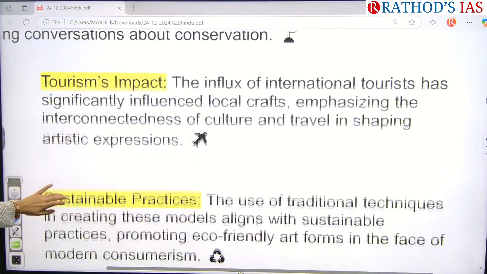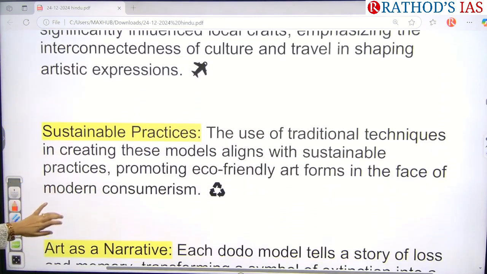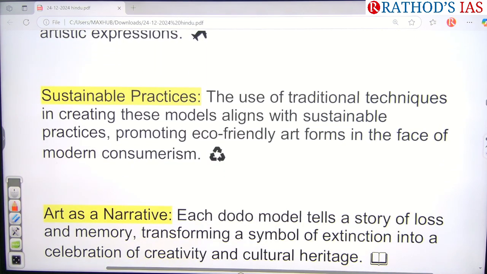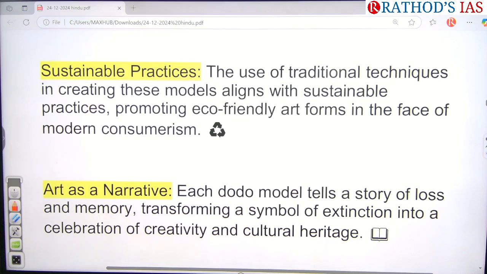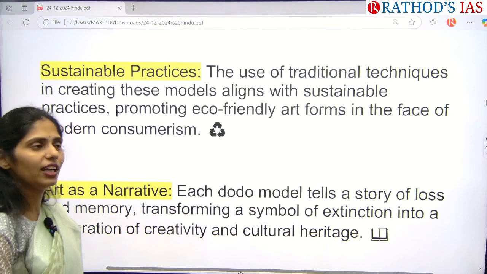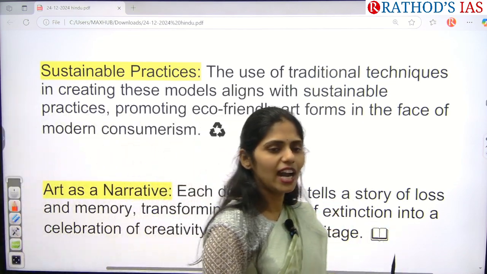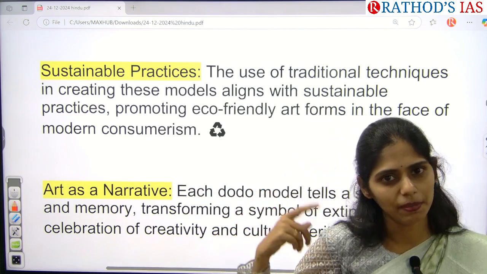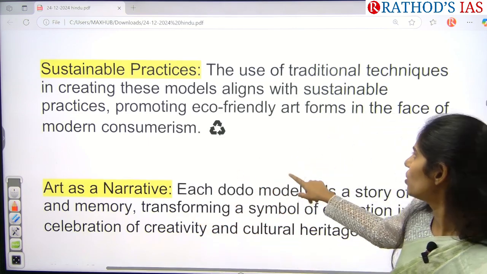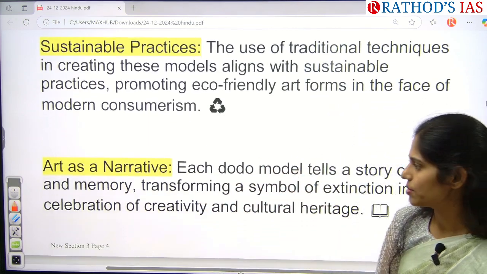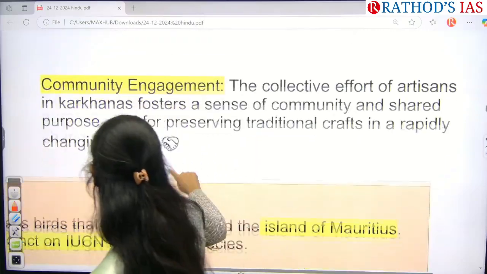Next, by using this kind of traditional practices, we can also improve our sustainable practices. We can promote eco-friendly art forms, because this art form is made of paper, not plastic. Because of this, we can encourage eco-friendly art forms. So these are the things that you have to remember.